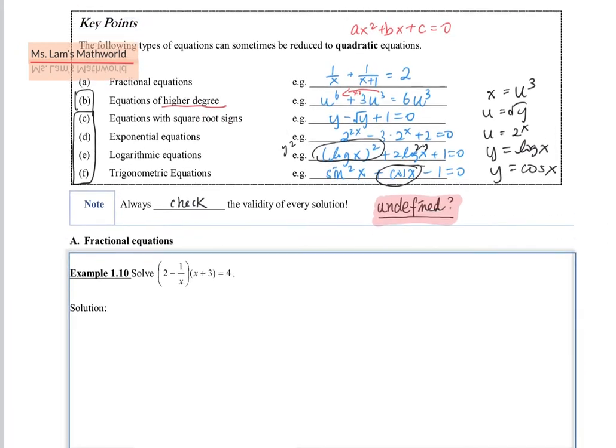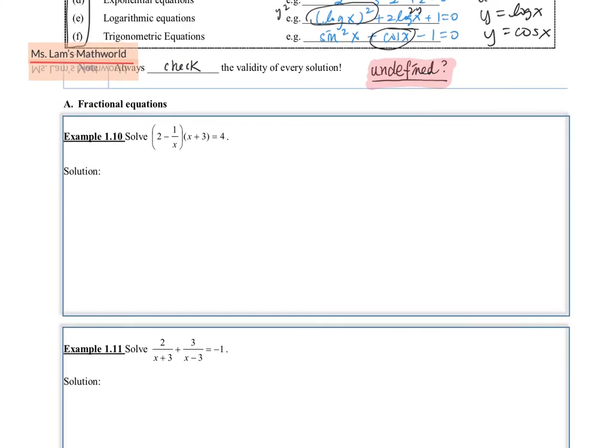Now, let's start to solve the equations. The first one, we just need to expand, right? So expand 2 times x, 2 times x plus 2 times 3, and so on. Minus 1, right? And then minus 3 over x equals to 4. So in order to solve the equation, we have to multiply both sides by x. 2x squared plus 5x minus 3.